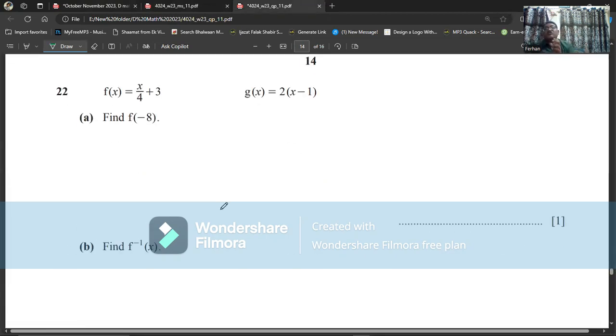Okay, question number 24. Here he says the function f of x is equal to x by 4 plus 3, and the function g of x is equal to 2 bracket x minus 1 bracket close. The first question, part A, he says find f of minus 8. That means in that function f of x, wherever there is x, substitute it with minus 8 and then see what is the value of that function.